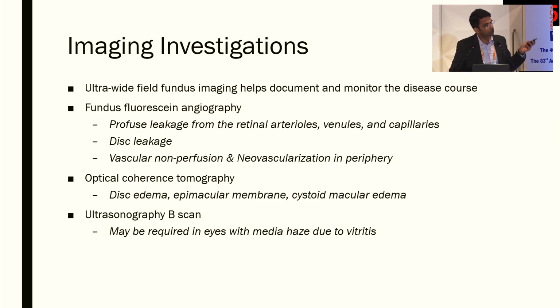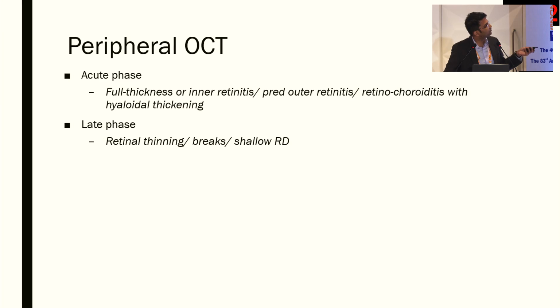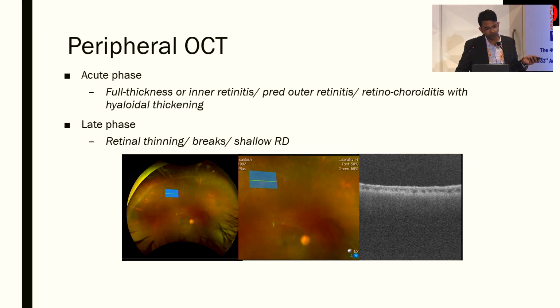Now investigations, normally these are not required, but peripheral OCT can help you make out whether it is a full thickness retinal involvement or predominantly outer retinal involvement, or retinochoroiditis with hyaloidal thickening that can happen in Toxoplasma retinitis. In late phases, it can help you make out retinal detachments and retinal breaks.